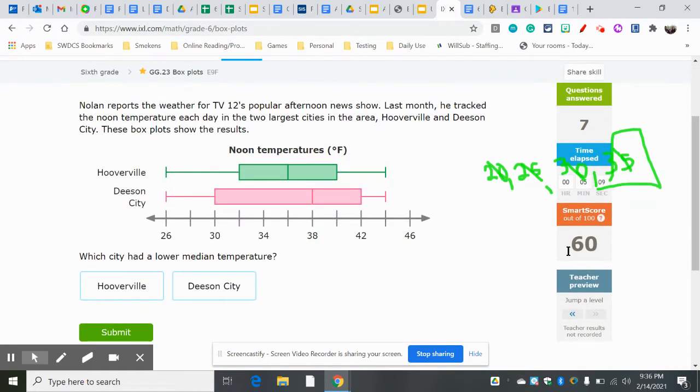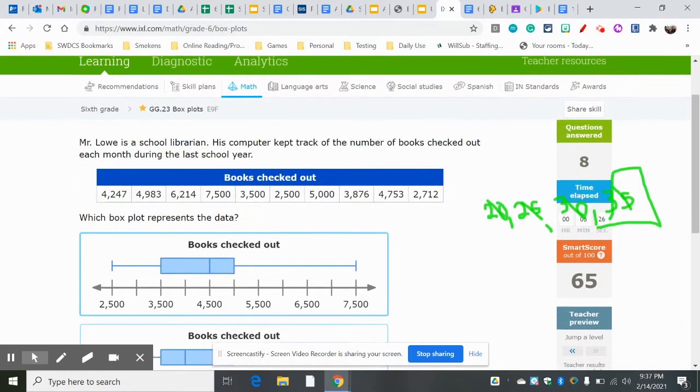So then once I get closer to 82, this one is a question where it has information up here, and it says which city has the lower median temperature. Well, I find my median here, that's my middle line. Well, my green one here is lower than my pink one, so that's going to be Hooverville, okay?